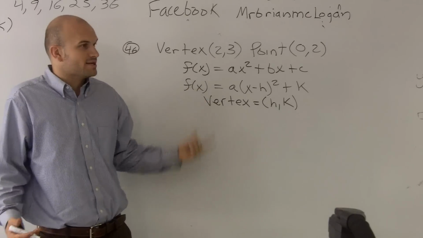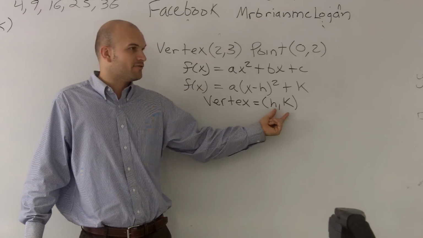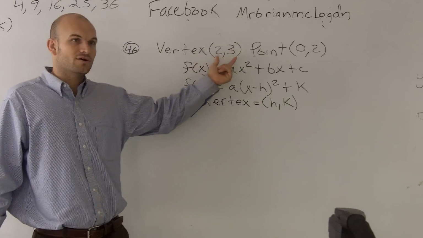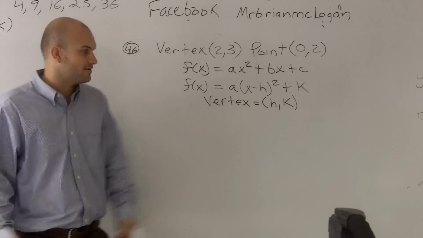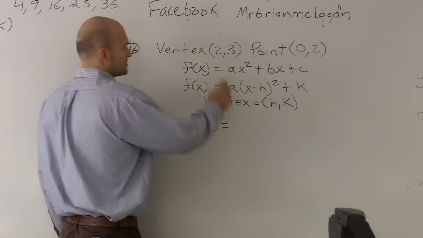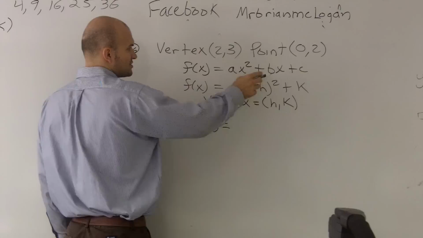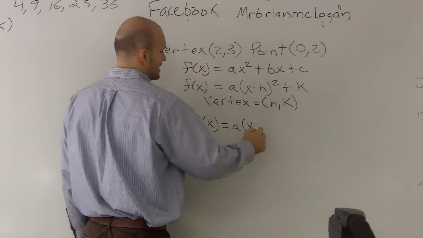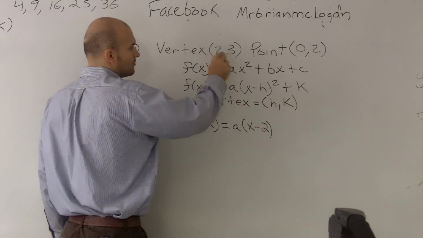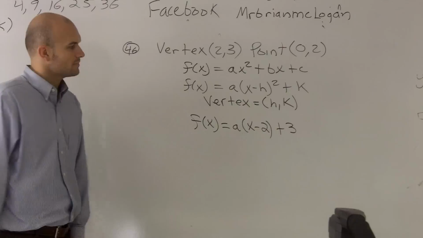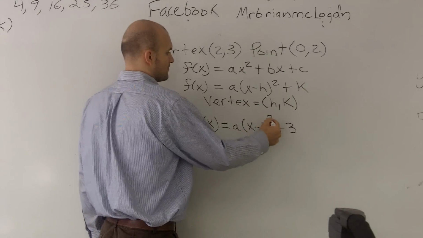So if they tell me the vertex is h, k, and then they tell you what the vertex is, well, it's very easy. Let's just plug that in. So I have f of x equals a, my vertex, 2 is my h, so 2 goes in for h. So it's a times x minus 2, plus 3 is my k, and that's squared, obviously.